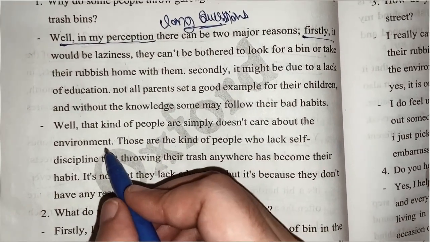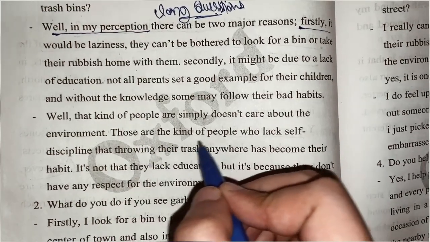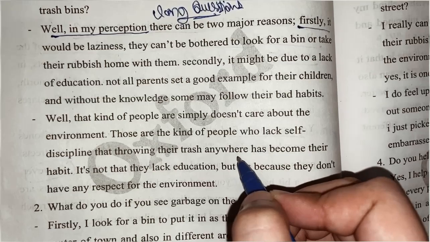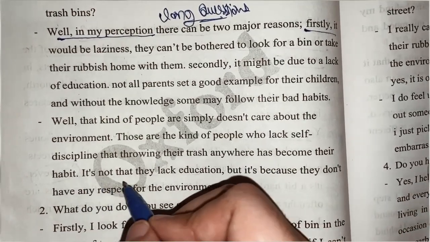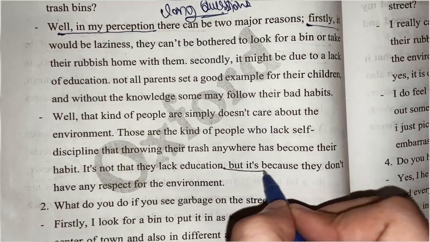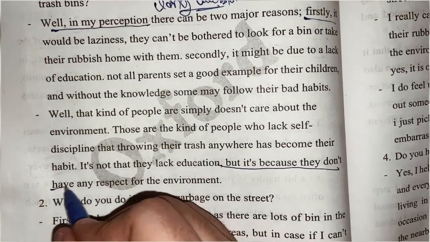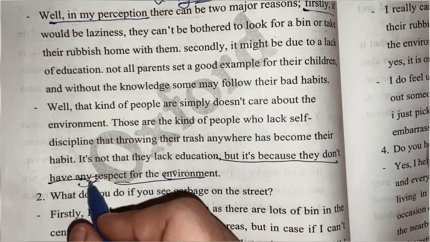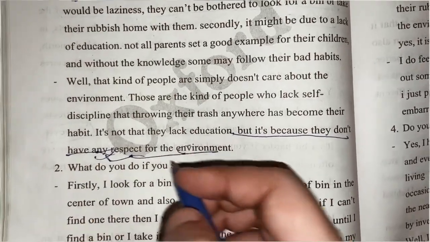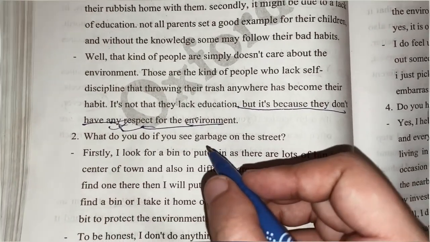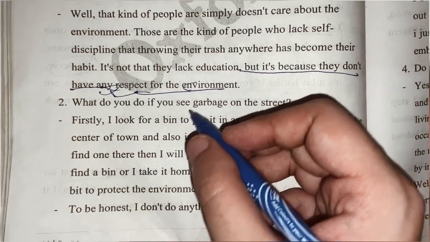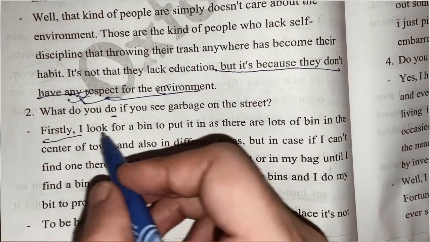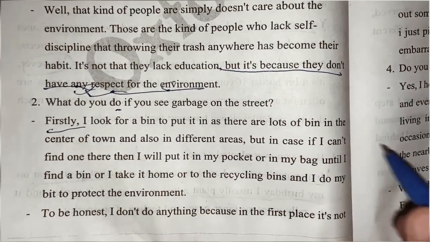Okay, well, that kind of people simply don't care about the environment. These are those kinds of people who lack self-discipline, and throwing their trash anywhere has become a habit. It's not that they lack education, but it's because they don't have any respect for the environment. So you should use some words that reflect the society and help the society. It will make a better impression on the examiner about your communication skill levels and also your inner feelings about the society.